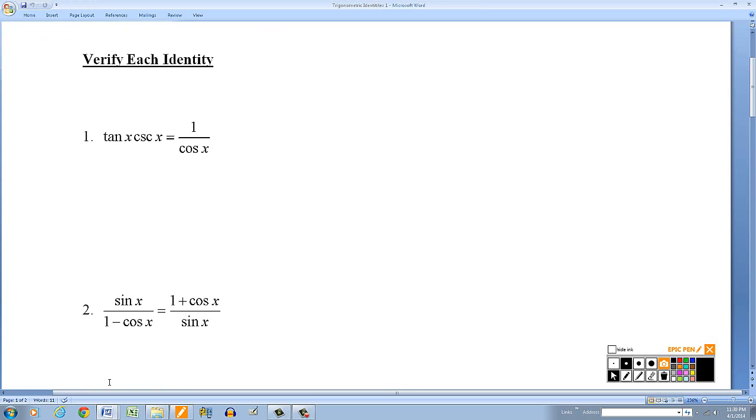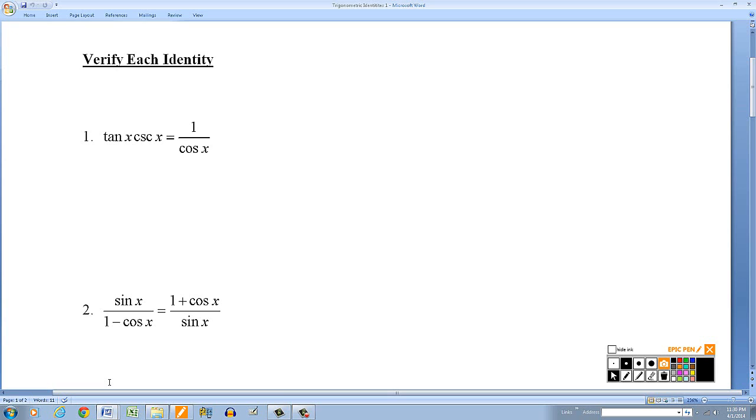Okay, so let's look at the first one. Verify each identity. So the first one we have tangent of x times cosecant of x is equal to 1 over cosine. I want to point out to you, make it clear if it hasn't been made clear to you before, that when you're proving identities you have to start off with one side only. You can't assume the equation is true. You're trying to prove that it's true.